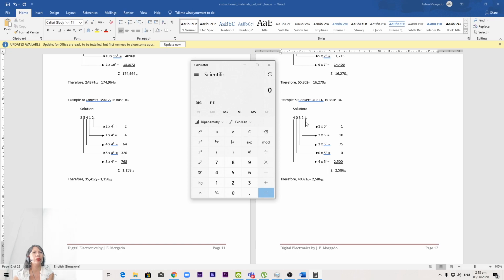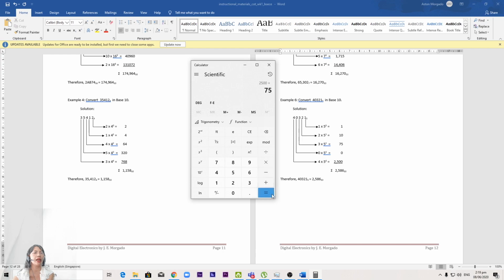We start with n raised to 0. Our n here is 5. So 1 times 5 raised to 0 is 1 times 1, which is 1. 2 times 5 raised to 1 is 2 times 5, equal to 10. 3 times 5 square: 5 square is 25 times 3, which is 75. Next is 0 times 5 raised to 3, which is 0. And last we have 4 times 5 raised to the 4th. 5 raised to 4 times 4 is 2,500.